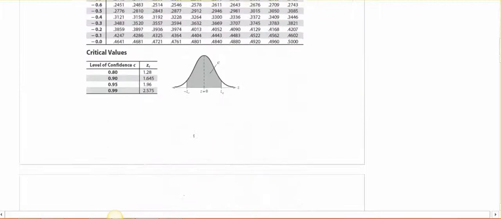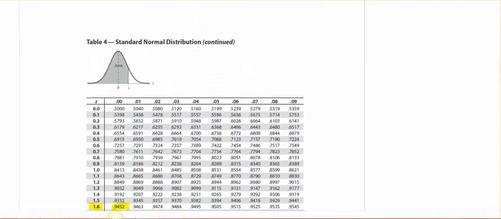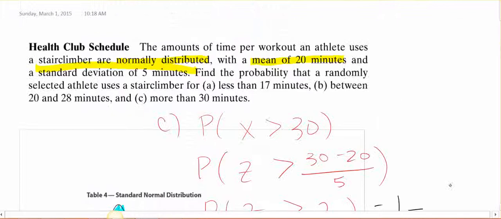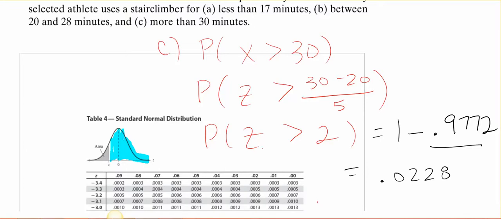So we go look up 2.0 on our table. 2.0 is here, and 0.00 is here, so that's 0.9772. So we need to do 1 minus 0.9772. And although I'm sleepy, I think that subtraction is 0.0228. This is less than 5%, so we would consider someone doing more than 30 minutes an unusual event.